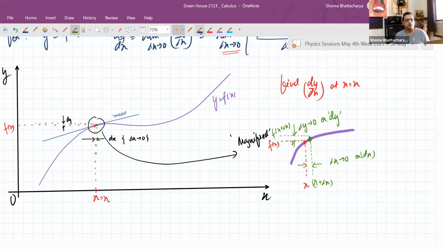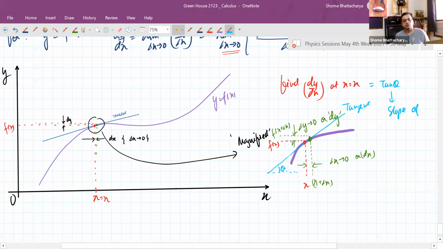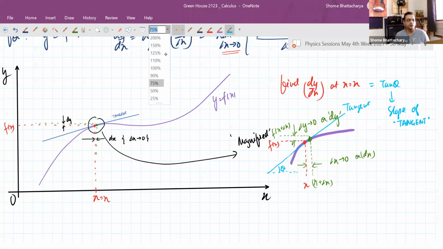Okay. And now the line joining these 2 points, that is your tangent line. So the slope of the tangent line, this becomes tan theta or slope of tangent. Okay. So that is why we say that geometrically speaking, this is quite an abstract definition.